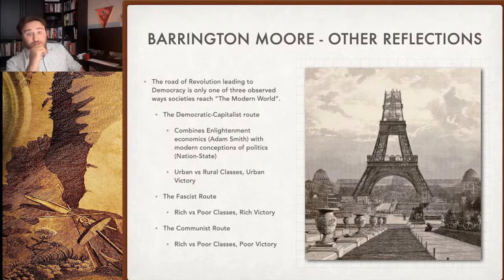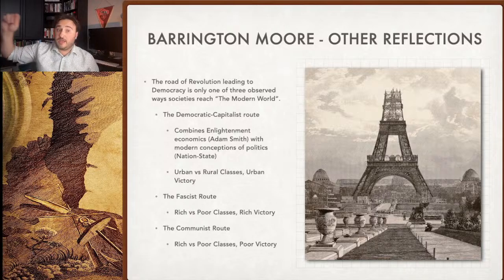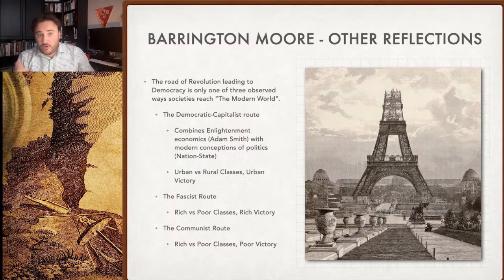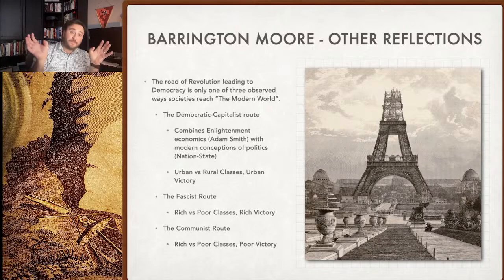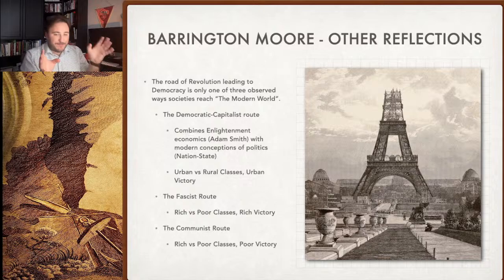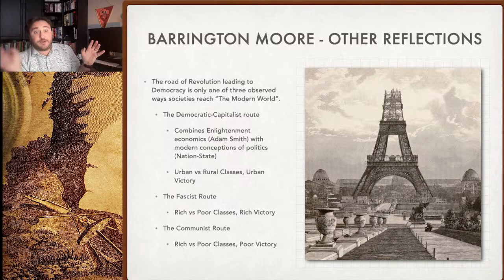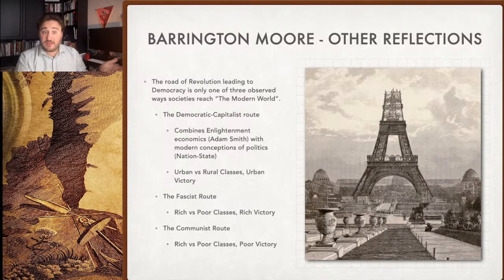But that's not the only route to the modern world. He describes a route to the modern world experienced by Japan, Italy, and Germany, in which you didn't see an urban-rural divide, but what you saw was that the urban elites allied themselves with the landed elites to form a system that was capitalistic, but not democratic. Fascism. At its core, that's what fascism is. It's capitalism without democracy.